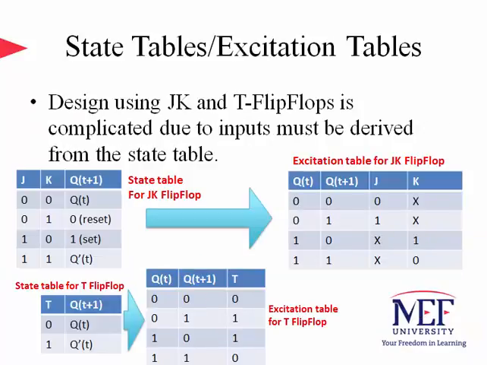Finally, I'd like to touch on one more important table that should be useful in designing sequential circuits. That's called excitation tables. The design using JK and T flip-flops is complicated because the inputs must be derived from the state table. In case of D flip-flop, input equations to the flip-flop can easily be obtained directly from the next state, because D flip-flop at clock transitions enables the output to be equal to the input value. In other words, the next state to be equal to the input value. It's not the case for JK and T flip-flops.